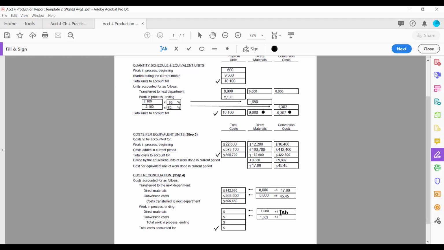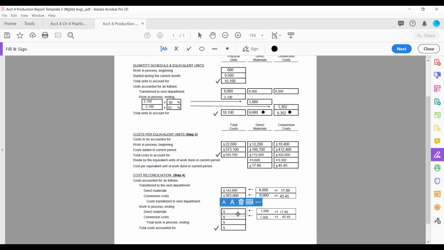inventory. So each of those equivalent units of production still have the same direct materials and conversion cost per unit attached to them, because we want to know what the cost should be that we assign to ending inventory as well. So remember, the direct materials cost per equivalent unit is $17.86. The conversion cost per equivalent unit is $45.45.